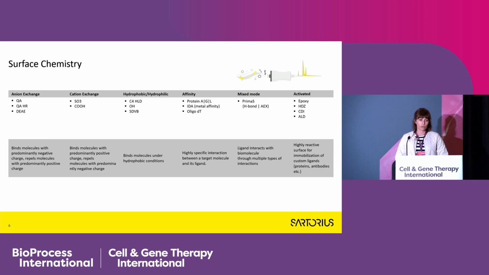Here is the list of all the surface chemistry we offer. So anion exchangers, cation exchangers, hydrophobic, hydrophilic chemistries, those are more, let's say, important for today's talk since we use them a lot in the virus purification field. But of course, we offer also affinity, mixed mode, and activated monoliths. So with an exception of Prima S, the right part of this slide is more for the nucleic acid purification and for plasma protein purification. So we will be today more focusing on this part here.